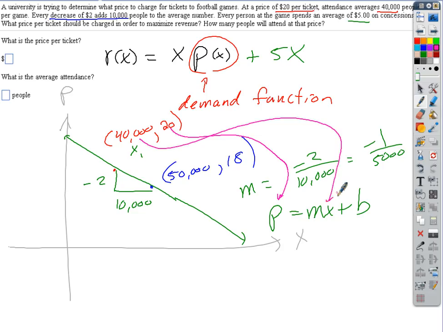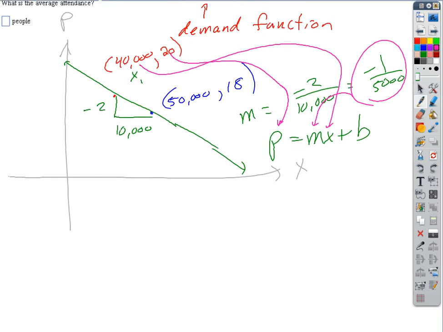Why not 50,000? I put in 40,000 for x. Well, I have to pick one point or the other, it doesn't matter which one. 40,000 goes with 20, 50,000 goes with 18. Either would have worked. Both would have been fine.